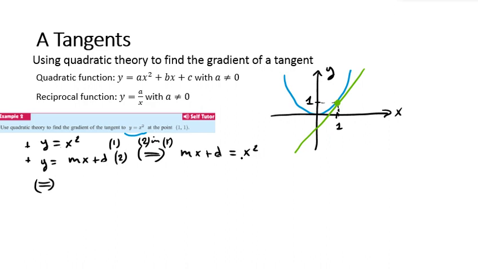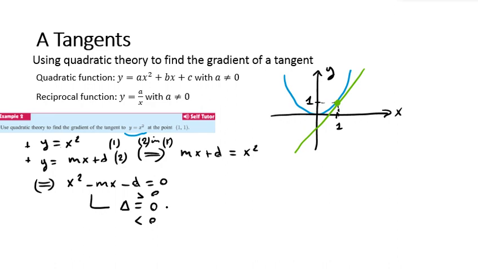Then you can move everything to one side. Let's say we move everything to the right hand side. Then we will have x squared minus mx minus d equals 0. So this is a quadratic equation. We can solve this by using delta. And we know that delta can be equal to 0, it can be greater than 0, or it can be lower than 0.